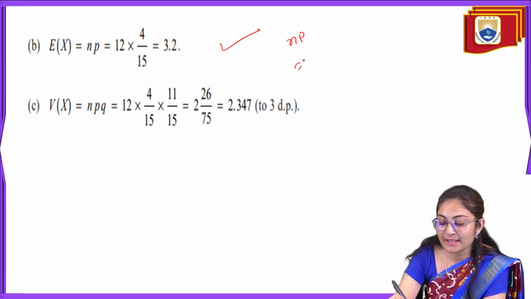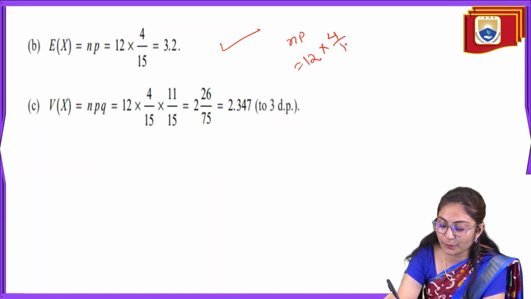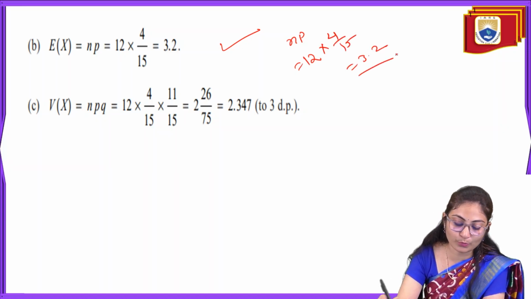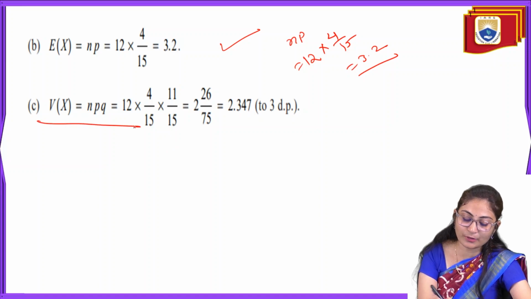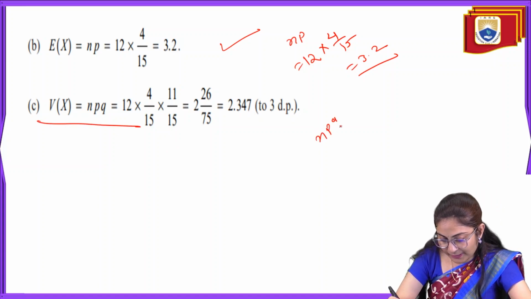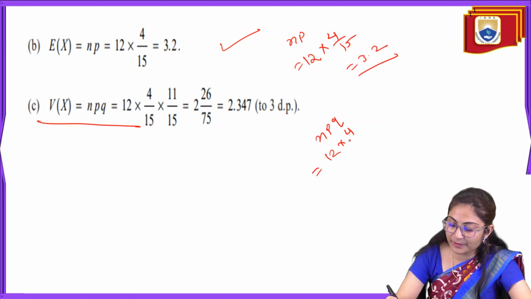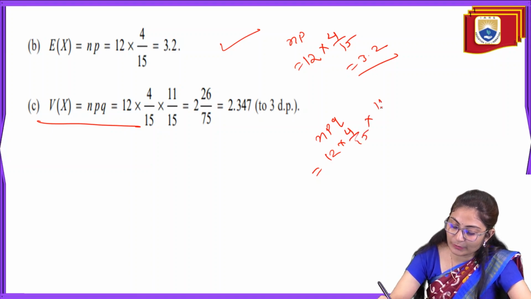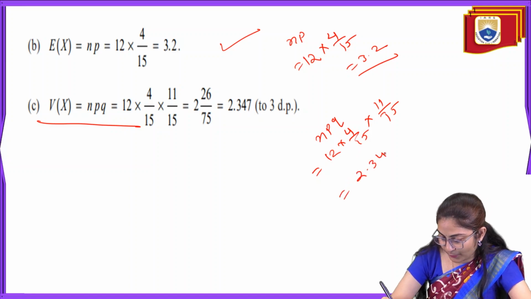Then E of X we have to find out. The formula is np, n value is 12, p value is 4 by 15, and the answer is 3.2. Then again we have to find the variance of X. The formula is npq, n is 12, p value is 4 by 15 and q value is 11 by 15. So here the answer is 3.47.